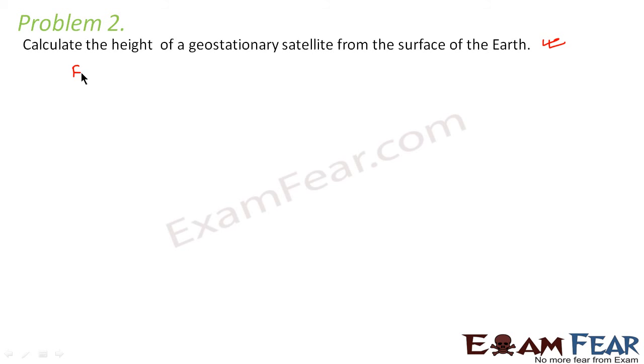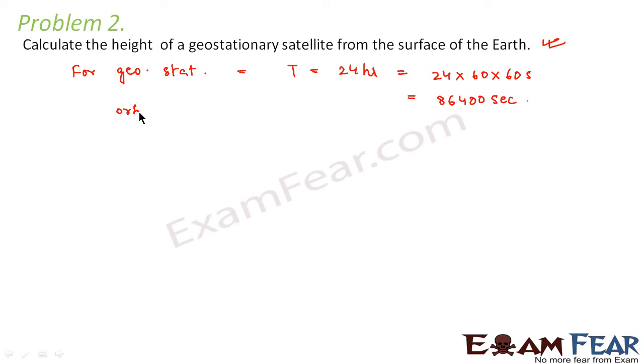Now till now we saw that for any geostationary satellite, the time period is equal to 24 hours. That is 24 into 60 into 60 seconds, that is equal to 86400 seconds. Right? Now we also know that orbital velocity v is given by the total distance travelled, that is the circumference, divided by time period. So 2 pi r divided by time period.